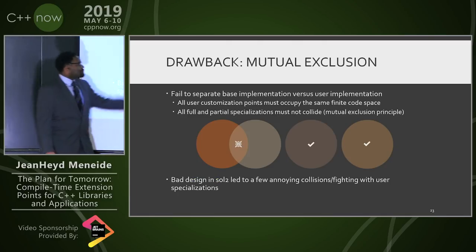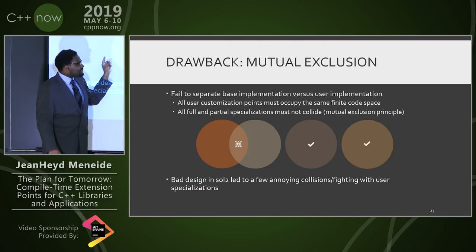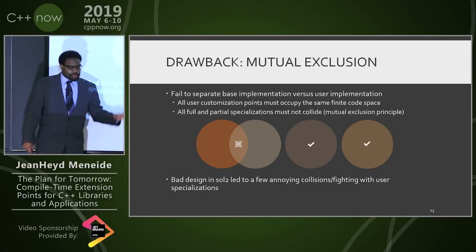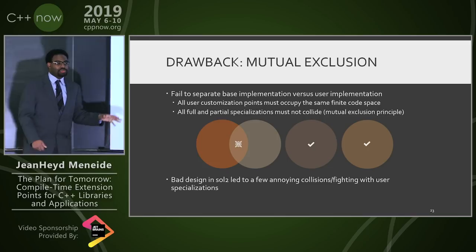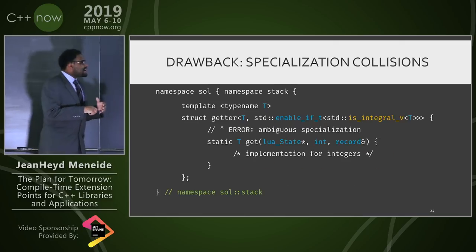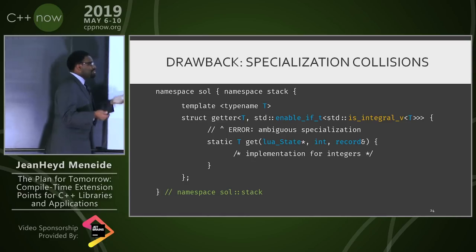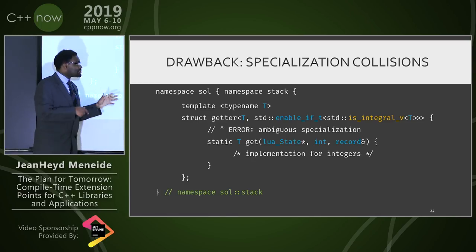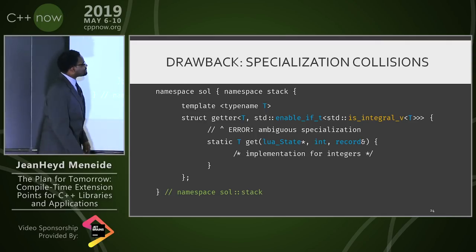And this is what I mean, this is why we have this problem here. This is why there has to be mutual exclusion. Every single partial specialization you write, every single full specialization you write, cannot be duplicated and cannot clash. And this presents an interesting problem. Now, obviously, maybe somebody shouldn't be doing the specialization for the integral types. And I mean, some users did, and I had to talk to them and come to an understanding.